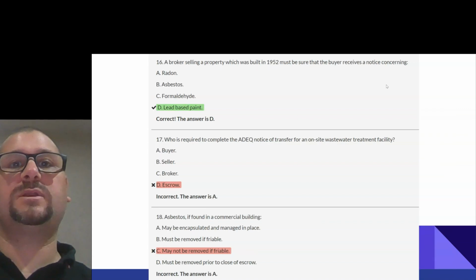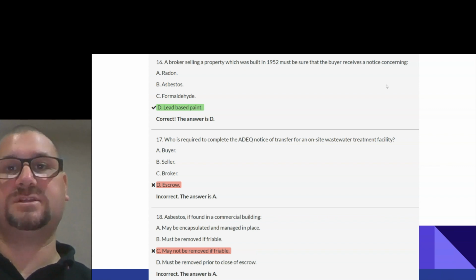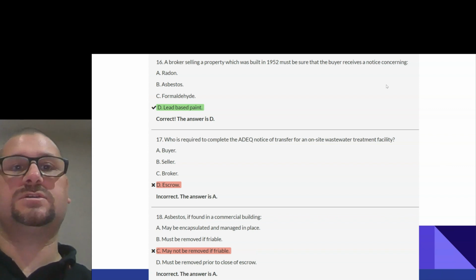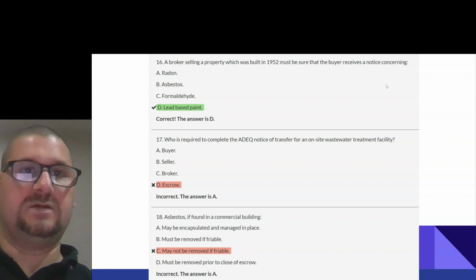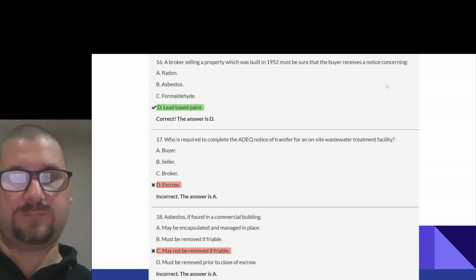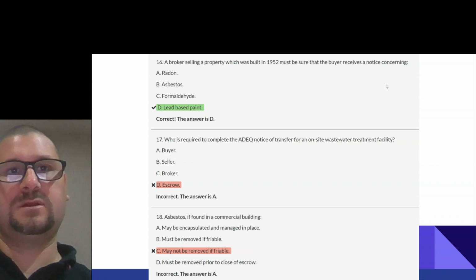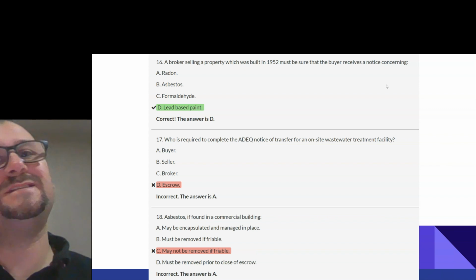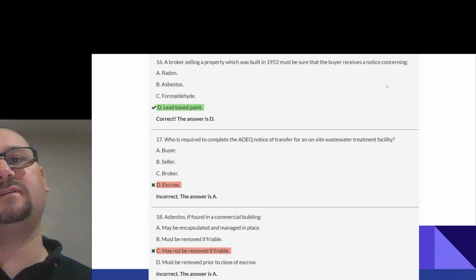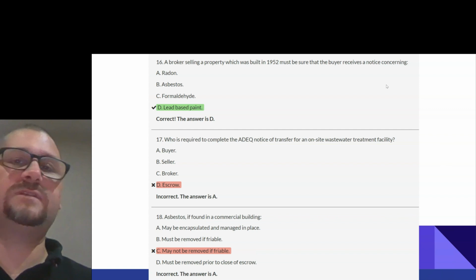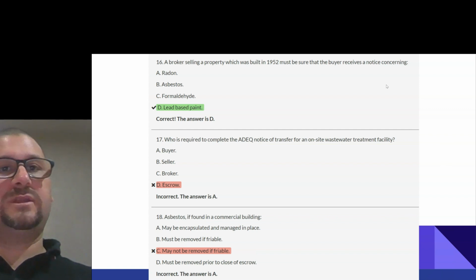A broker selling a property which was built in 1952 must be sure that the buyer receives a notice concerning what? Concerning lead-based paint. So a broker selling a property which was built in 1952. When's the cutoff? 1978. So if it's prior to 1978, they need that disclosure for lead-based paint. After 1978, lead was not in the paint, so you don't need it.